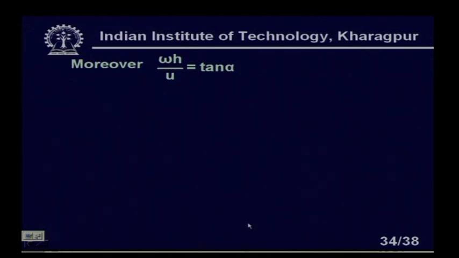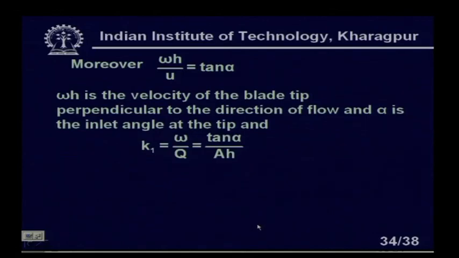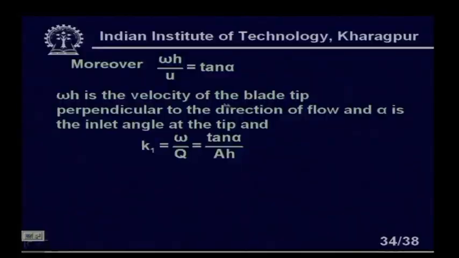Moreover, we have seen that omega h by u equal to tan alpha, is it not? So, omega h is the velocity of the blade tip, because that is a circular cross section, omega is the circular frequency multiplied by h. h is the height of the blade from its central position, is it not? So, if I multiply by omega, it will give the speed of the tip of the blades per second. The velocity of the blade tip is perpendicular to the direction of the flow.